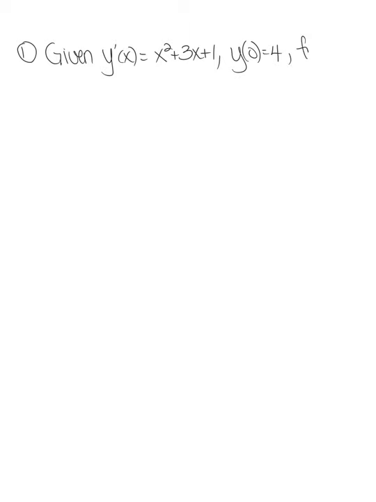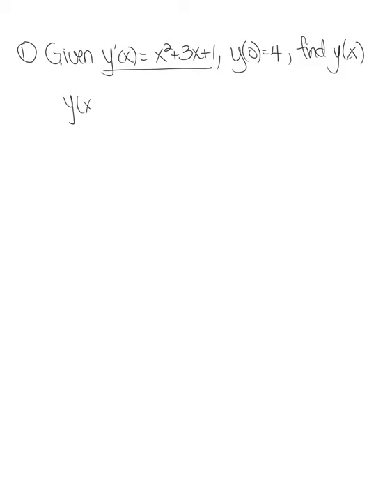So in our first example here, let's look at the following. Given that y prime of x is equal to x squared plus 3x plus 1, and that y of 0 is equal to 4, let's go ahead and find y of x. And so we start off using the fact that we are given the derivative. And anytime you're given the derivative, you can get back to the function simply by integrating.